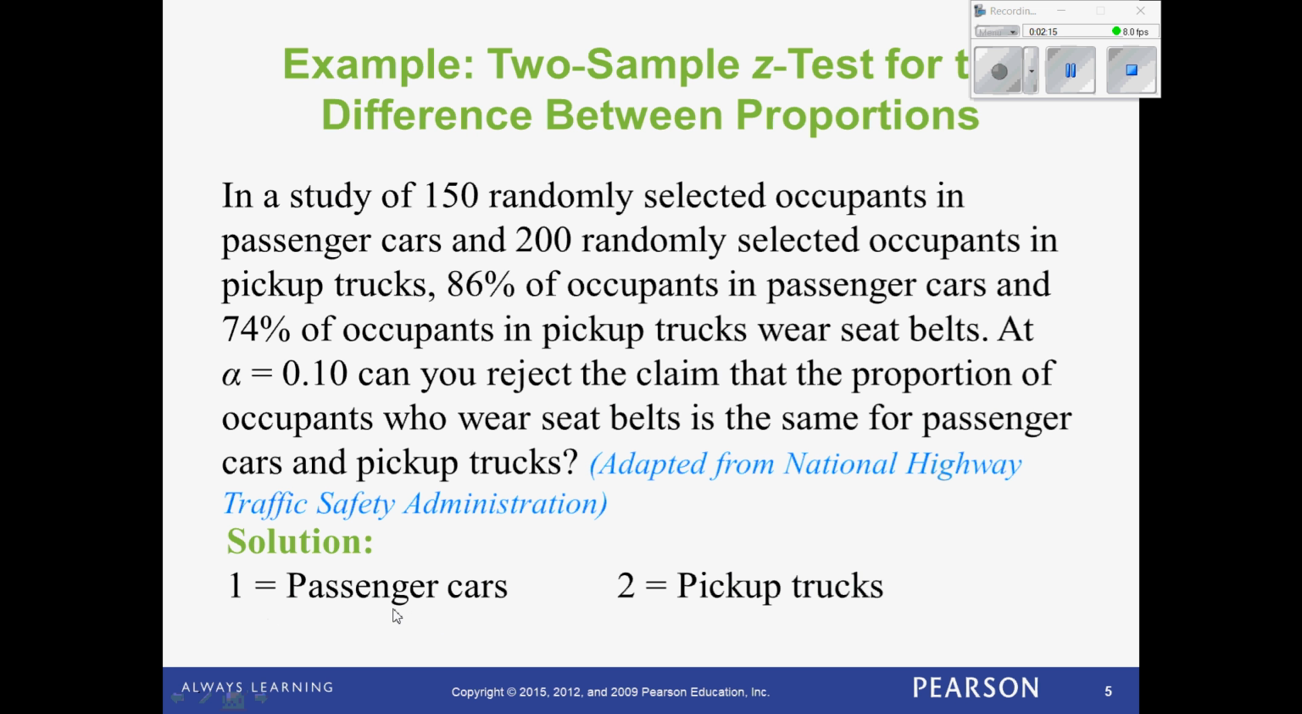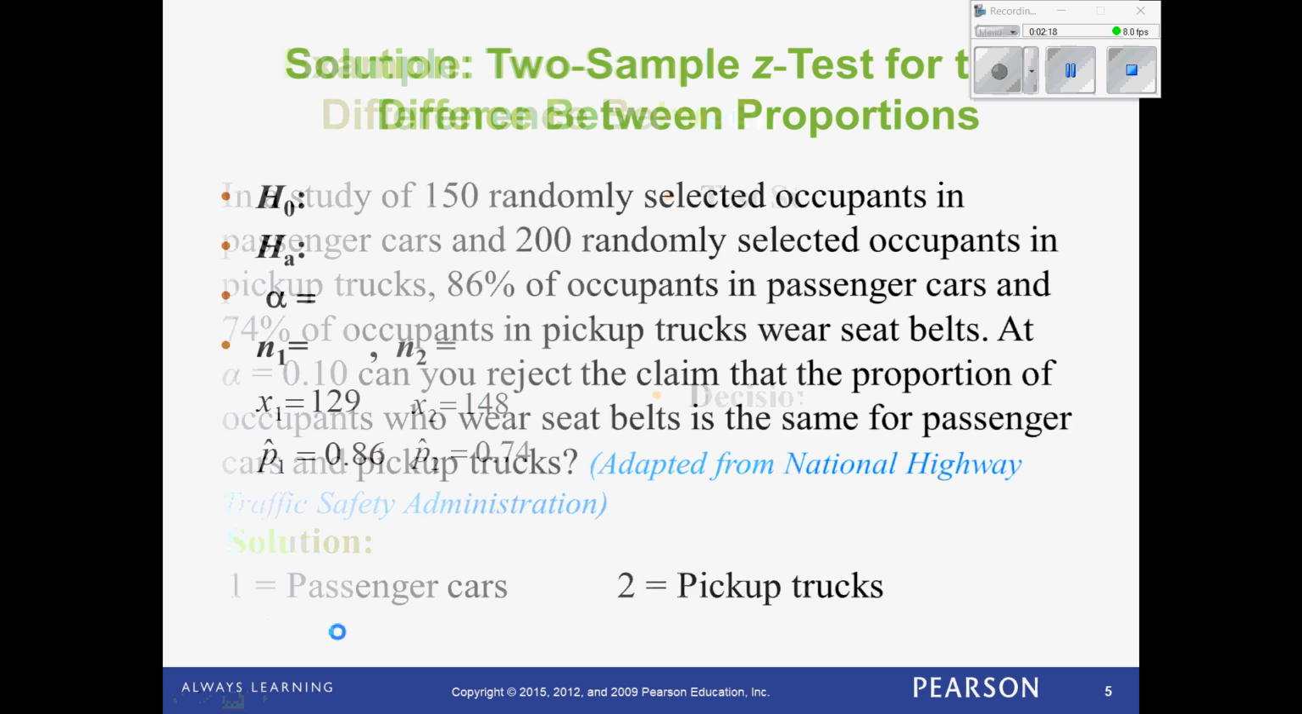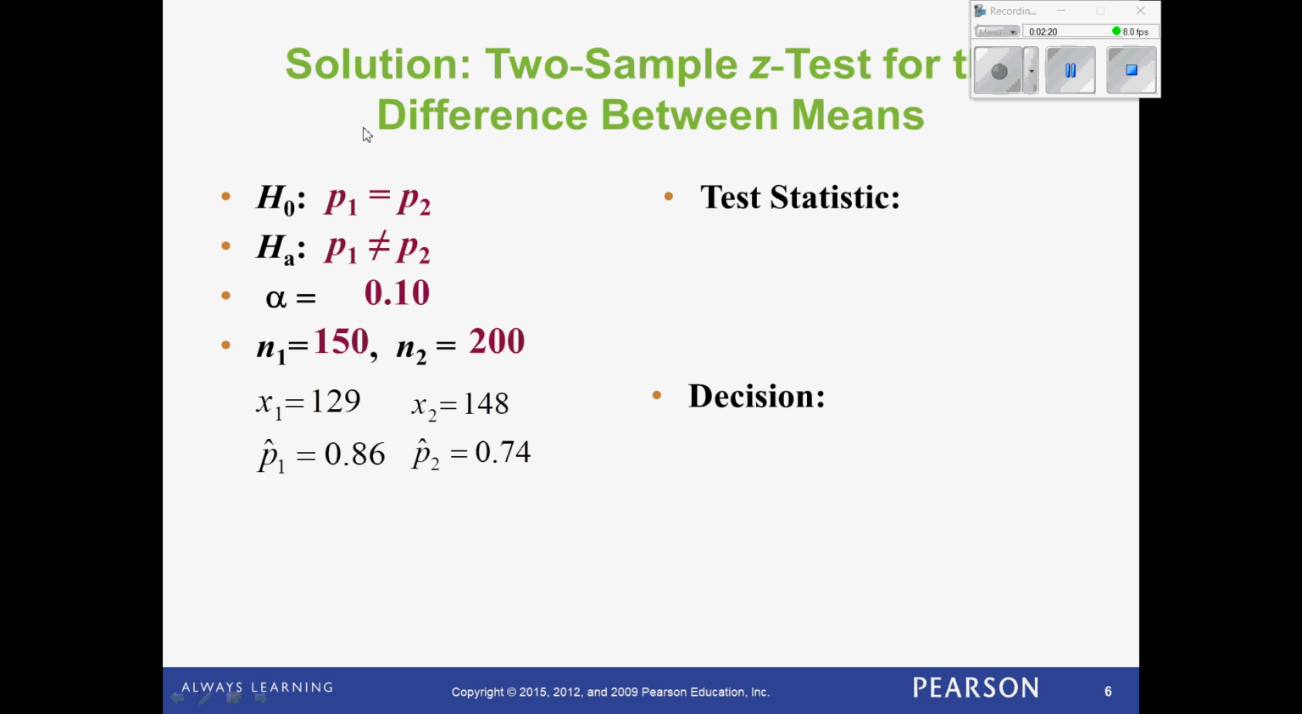So first off, we'll say that passenger cars is 1 and pickup trucks is 2. Now, from before when we looked at this, we'll say our H sub 0 is p sub 1 equals p sub 2. Are they the same? And then our H sub A is they're not equal. Now, as you look here, our n sub 1 is 150, and our x sub 1 is 129. So our p hat 1 was 86%. That's what was given. So as you notice here for our second one, we have 200. Our p hat 2 was 74%. And so we have to figure out our 148.